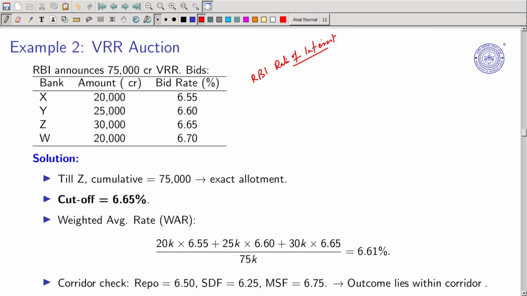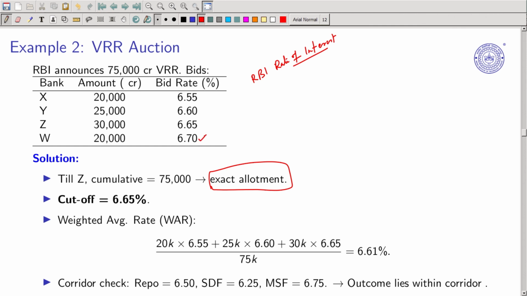Here you have 6.55, and in this case you can say 75,000. Bank A, so W, will be getting 20,000, then 30,000 by this, and then 25,000 crore by this. So, 50 and 25, 75 is already done. So, till Z is the total allotment that the RBI is going to give, but the maximum bidding is done by this bank.